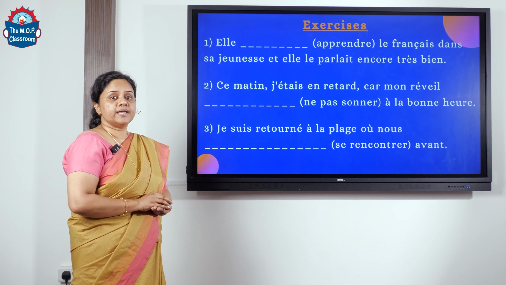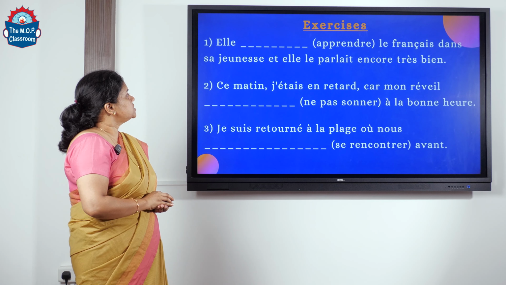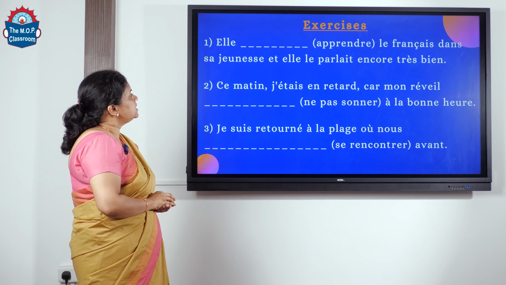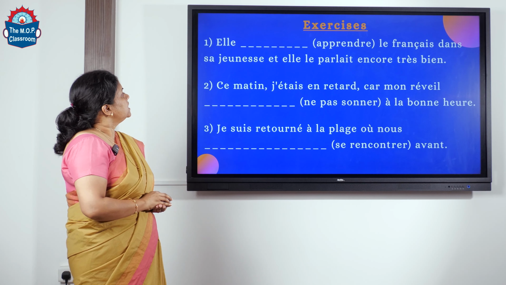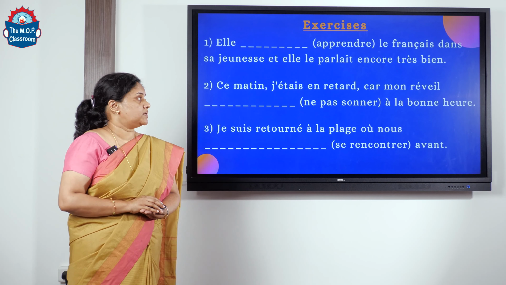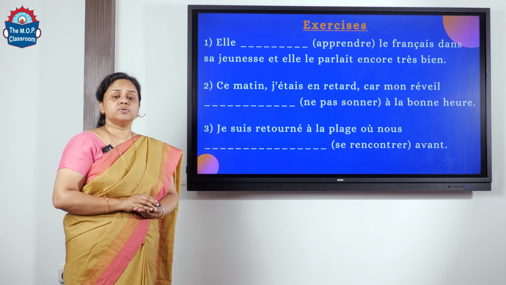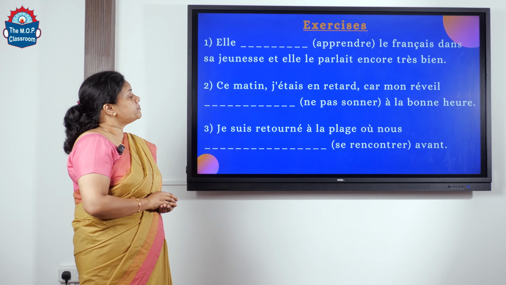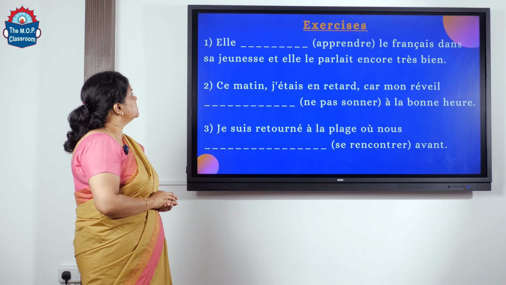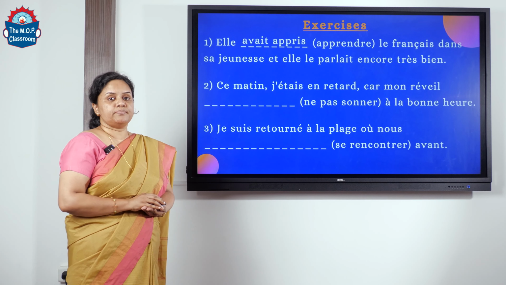Now let's see some exercises. Elle dash apprendre le français dans sa jeunesse et elle le parlait encore très bien. She had learned French in her youth and she still speaks it very well. Okay. So the verb here is apprendre. So we have to use plus que parfait. Apprendre, as you know, is a verb conjugated with avoir. So what should the answer be? The elle is third person singular. So the answer will be elle avait appris.